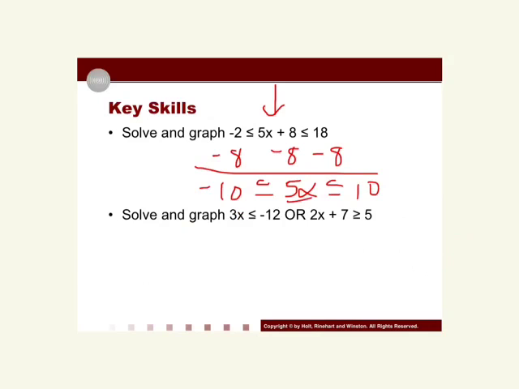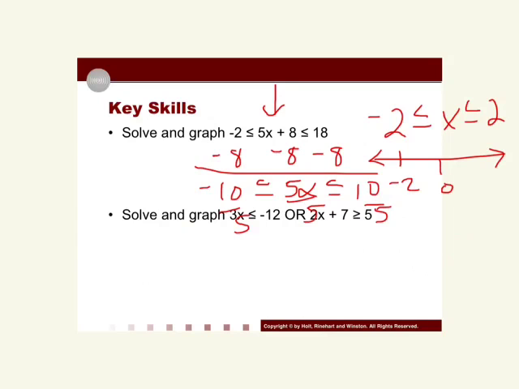And now divide each piece by 5. And so we get negative 2 is less than or equal to x is less than or equal to 2. And now if we were to graph that, this is negative 2, 0, 2, maybe close, and it's in between.